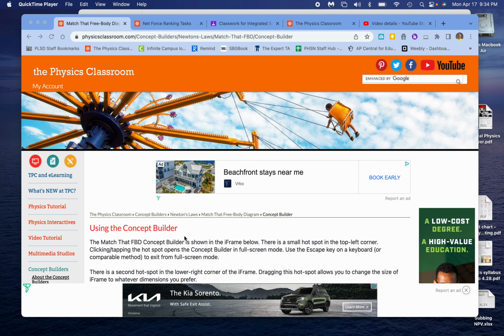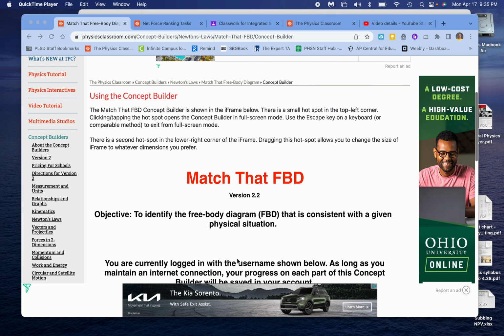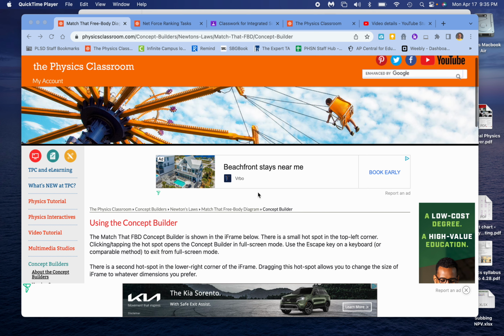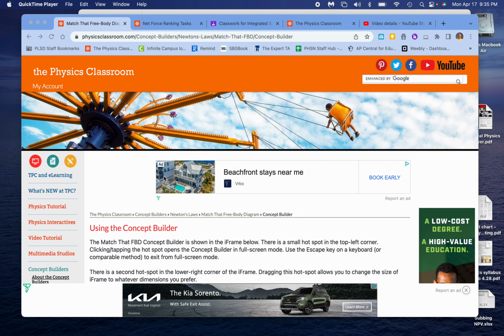Through the concept builders that are assigned to Mr. Force's integrated science classes. Just take a look at them, and I'll give an example so you can visually see what to do. So remember, when you sign in to Physics Classroom, you've got an account, make sure you sign in.